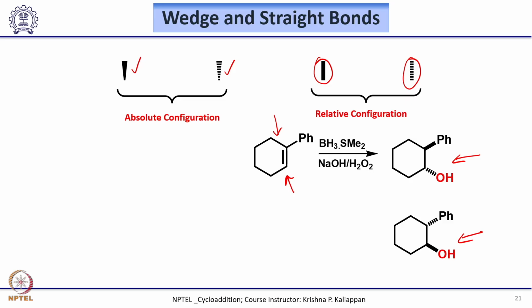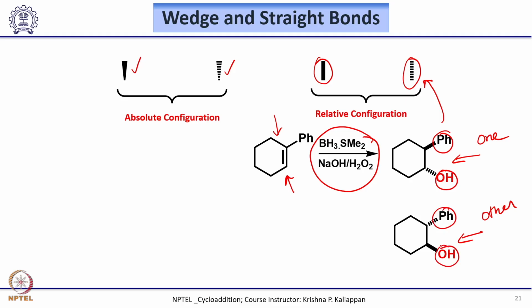Now, since we are not using any asymmetric or chiral component, this is a racemic mixture. This is one enantiomer, this is the other enantiomer. But these two substituents are trans to each other. That is why we use these straight bonds. Both are trans to each other but not chiral. Again, these two are trans to each other but not chiral. They are relatively trans to each other. Their stereochemistry is trans but not chiral.